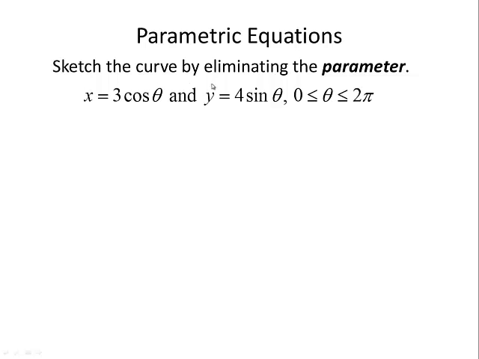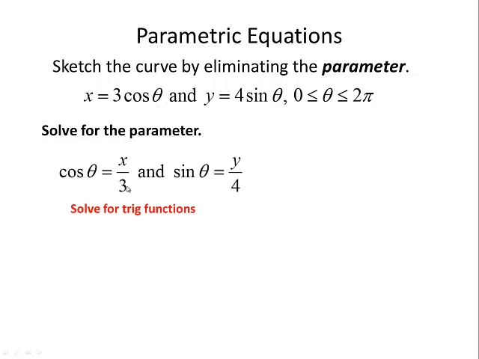Okay, sketch the curve. All right, let's do some with trig here. Notice that we have x is equal to 3 cosine theta and y is equal to 4 sine theta. Well, my parameter here is theta, so I can leave this as sine and cosine theta. So first I'm going to solve for the parameter. I'm going to get it as some form of sine and cosine theta.